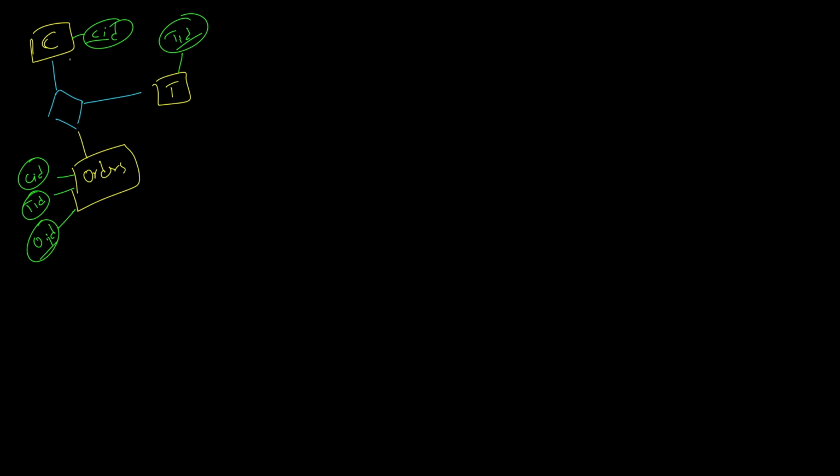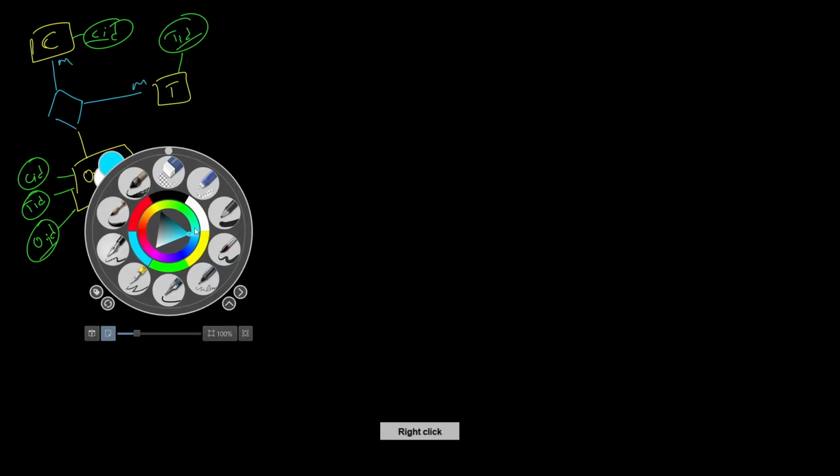So let's say there's a table over here called order, which will simply have CID, TID, and let's say order ID. That's all. That's the primary key of this table. Then the relation is simply many to many, right?